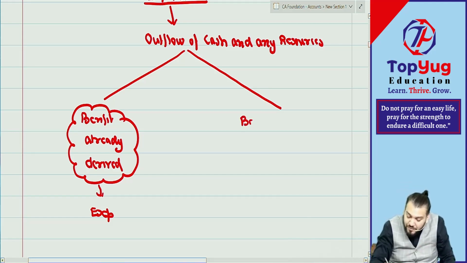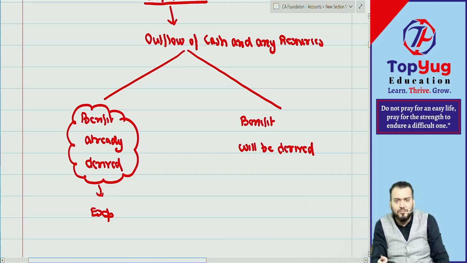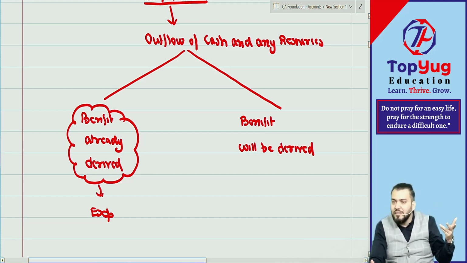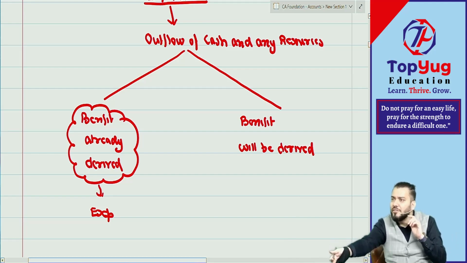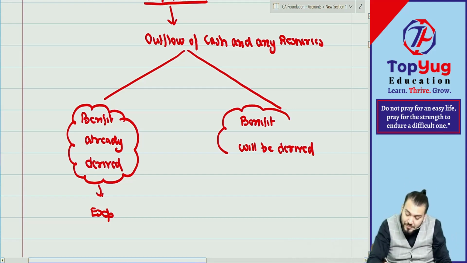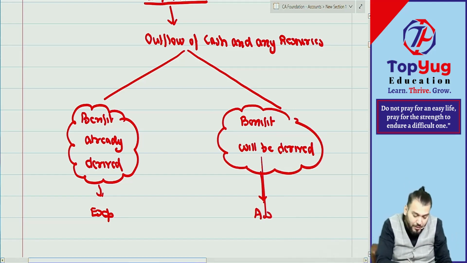And if I say benefit will be derived, are you getting what I'm saying? Will be derived means future tense. Will means future tense, na? So there is no need to write down future now. It can be after 1 day, after 2 days, after 1 year, or after 5 years. It can be after 1 day also. But right now benefit is not yet derived. So this becomes what? Asset. Understood?